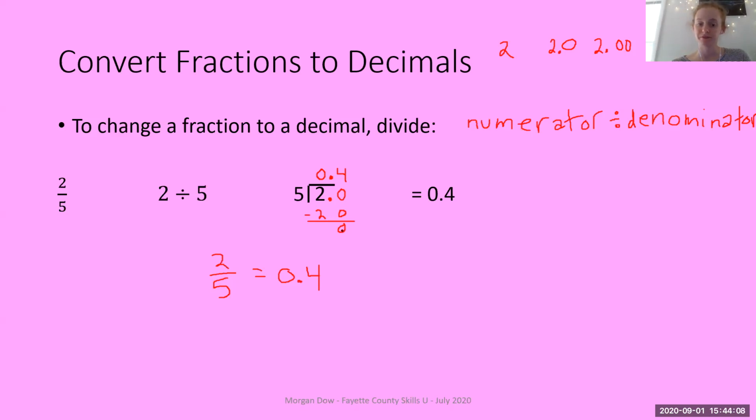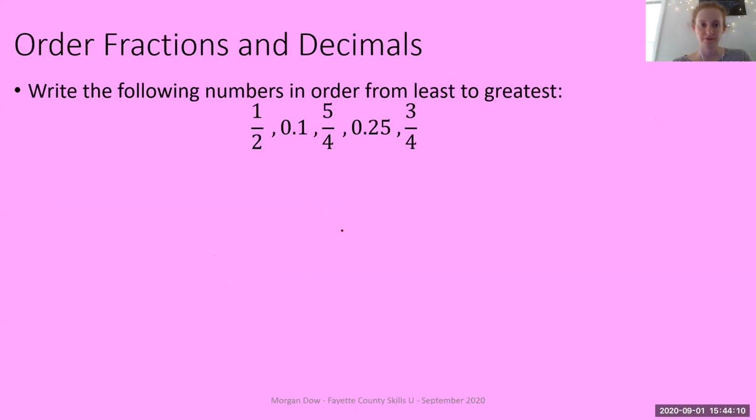So let's get some practice here using that strategy to put these numbers in order. It says write the following numbers in order from least to greatest. So we have 5 numbers here. It says 1/2, 0.1, 5/4, 0.25, and 3/4.